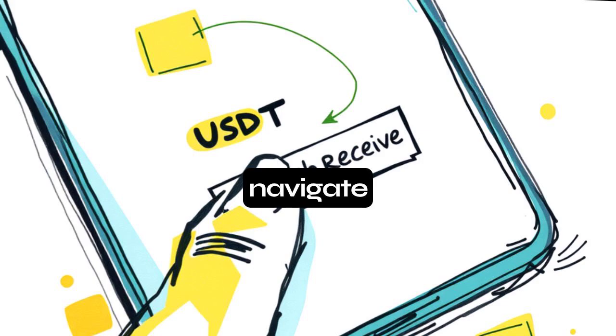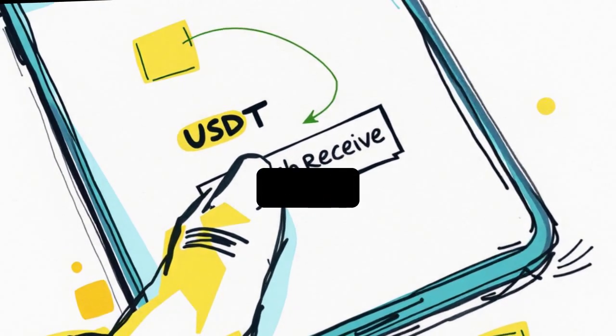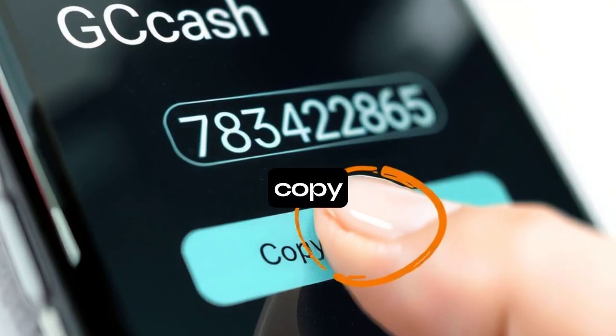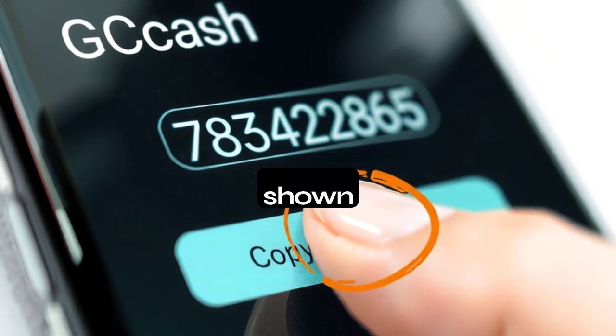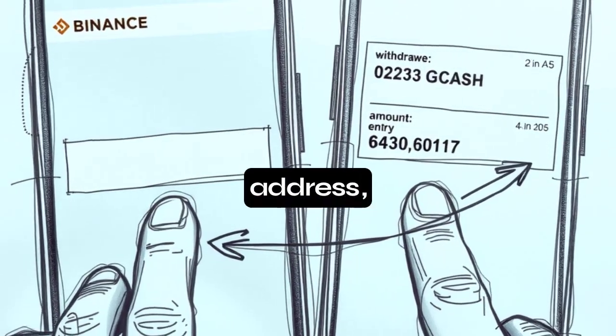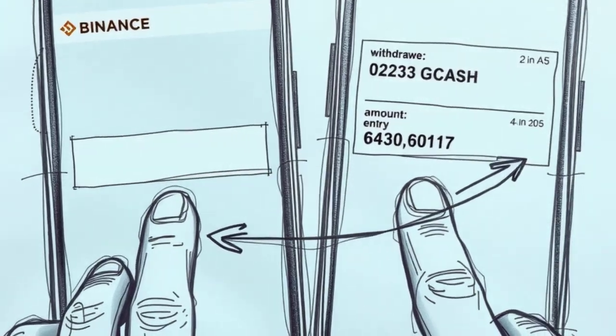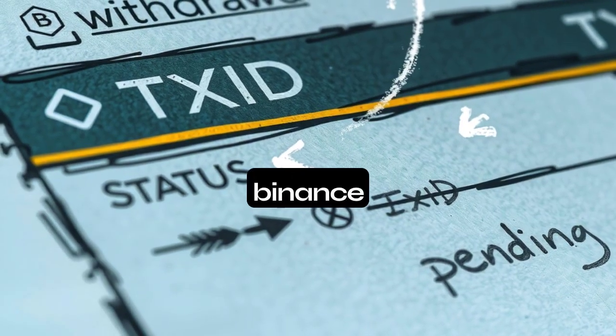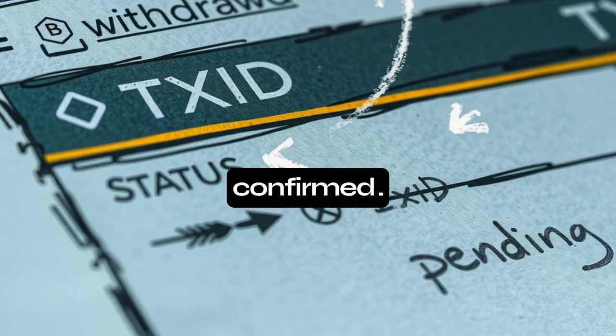Open Gcash and navigate to the wallet or crypto receive screen for USDT. Copy the Gcash wallet address exactly as shown and note the displayed network. Return to Binance and paste that address, set the amount, then send. Track the transaction ID in Binance withdrawal history until it shows confirmed.